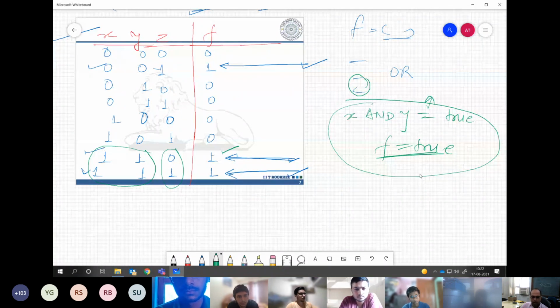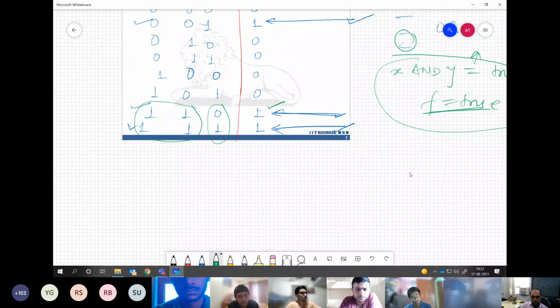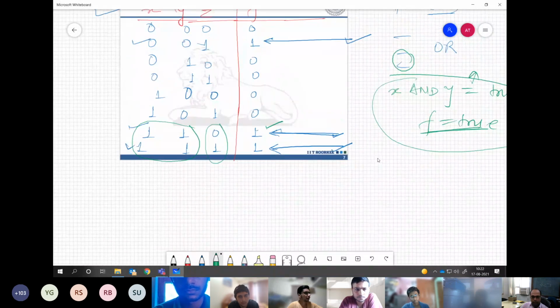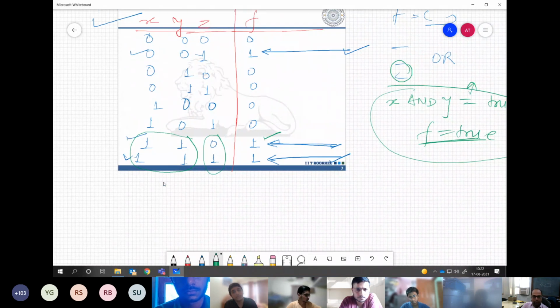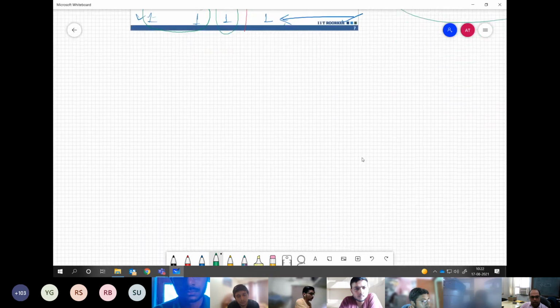Now here we are left with only two options. So what is the first option? It says that whenever x is 0, y is 0 and z is 1, then it is 1. Or whenever both x and y are 1, it is 1, whatever is the value of z. So we will realize it in this combination form only.